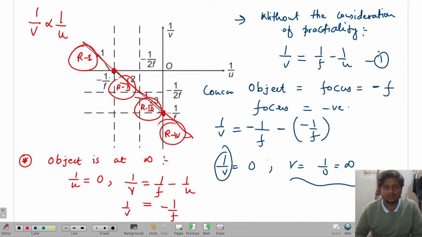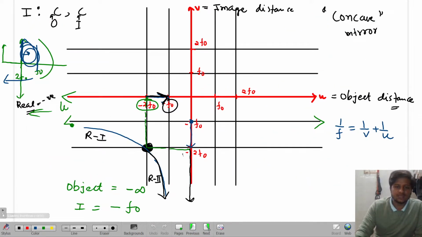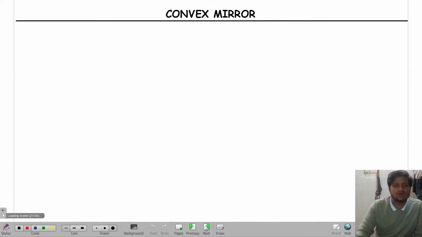Again, yes or no? Tell me. Now it will be your duty to say how it is between region 1 and region 2, and how it is between region 3 and region 4. You have to establish the relation. Okay, got it or not? Yes, sir. Okay, so based upon this, you'll have to try for the convex mirror.